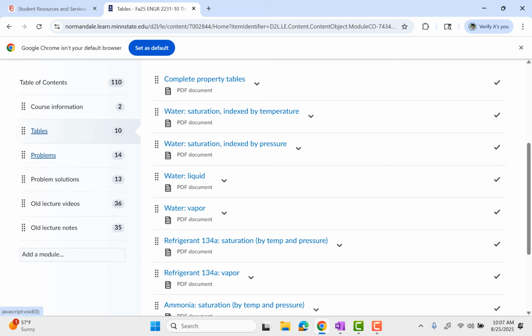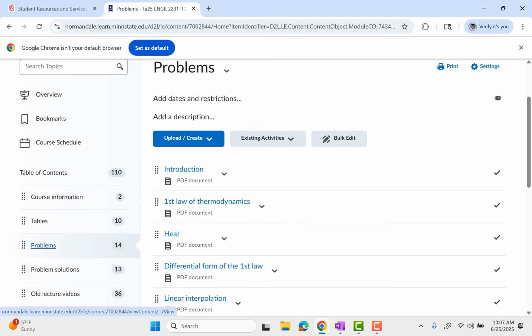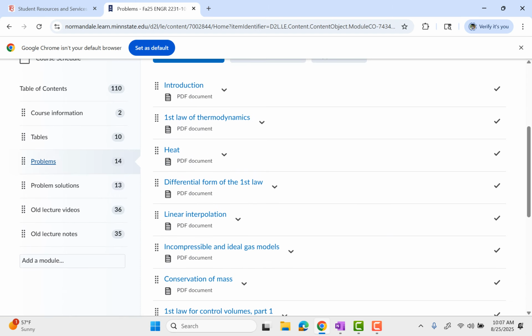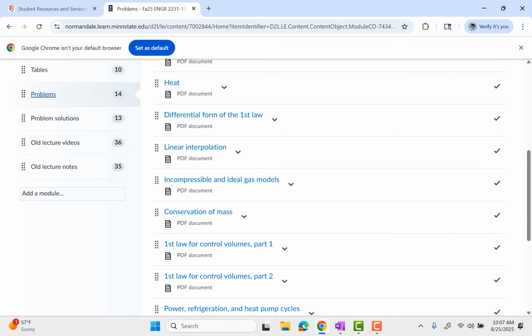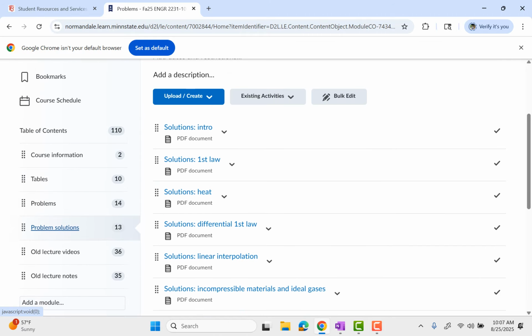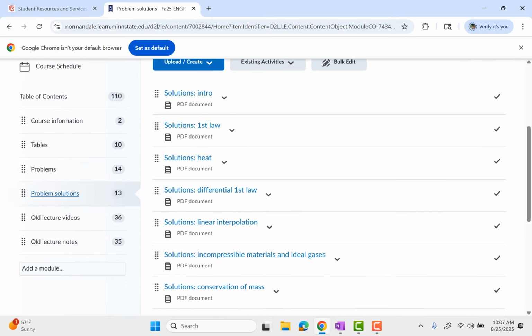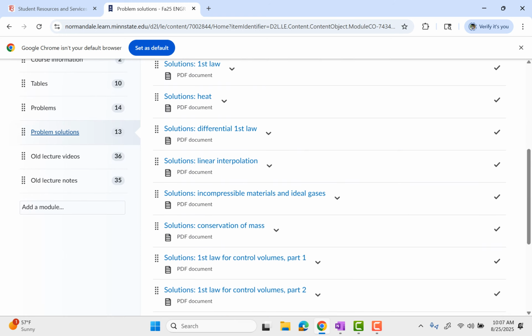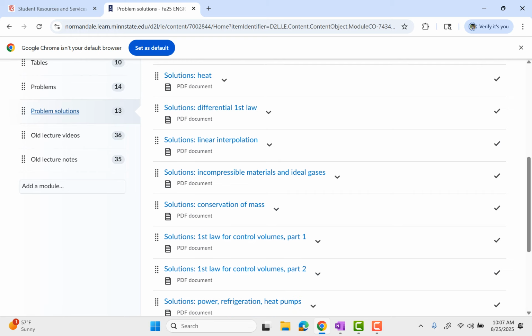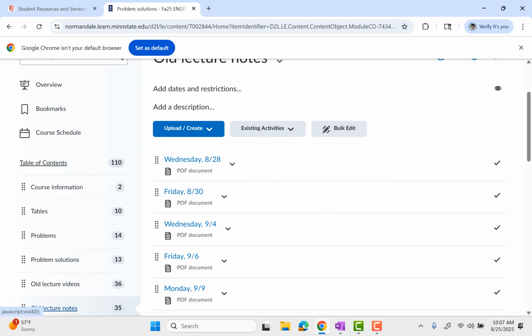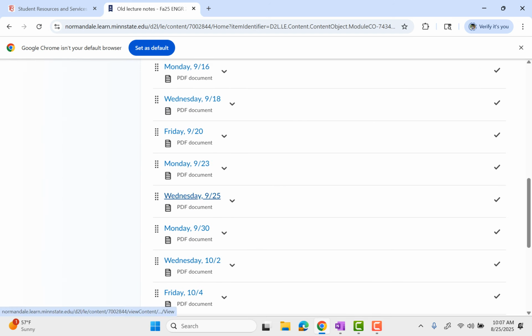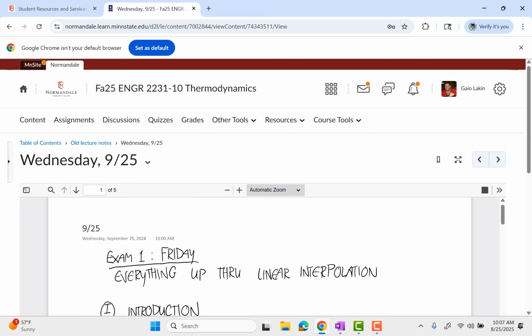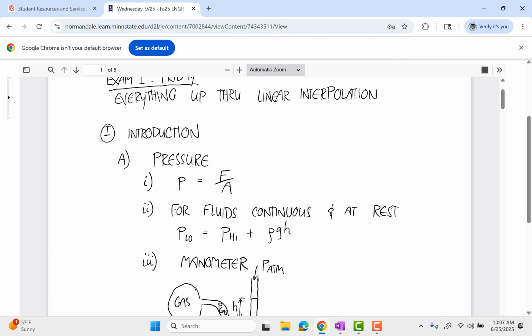And then the problems, these are what the daily assignments are going to come from. There are solutions given to a lot of these, and I'll talk about how I think you should use that stuff when we get into the syllabus. And then here, this is from a previous semester, but on any date you want, you can click on the notes and see a PDF of what I've written.